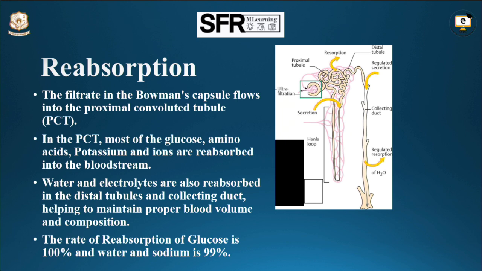That's why the glomerular filtrate is 180 liters, but the actual urine output is 1 to 1.5 liters. So a maximum amount of 99% of water is being reabsorbed in the tubules. That's why the urine output is low.